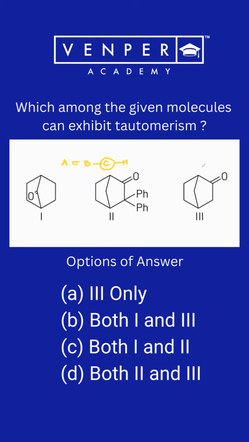In the first option we can check, we have only one hydrogen over here and then one hydrogen over here. If this hydrogen oscillates, a double bond will be formed here, so the bridging carbon will not attain sp2 hybridization anymore. So this will not be an answer.